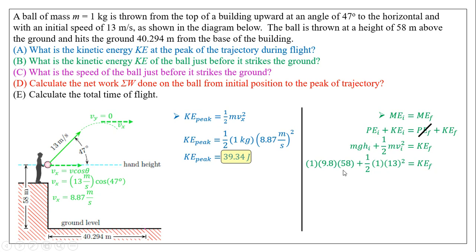Height from ground up is a positive 58 because ground being 0 and the ball is being thrown initially at a height of 58 meters in the diagram there. All right. Other than that, 1/2 from the KE term carries down. Mass is 1 and vi here, the initial speed, is 13. And then we're going to square that. If you do all that correctly, the first term is going to give you 568.4. And then the second term is going to give you 84.5. If we add those two values up, the kinetic energy just right before it strikes the floor is 652.9 joules.